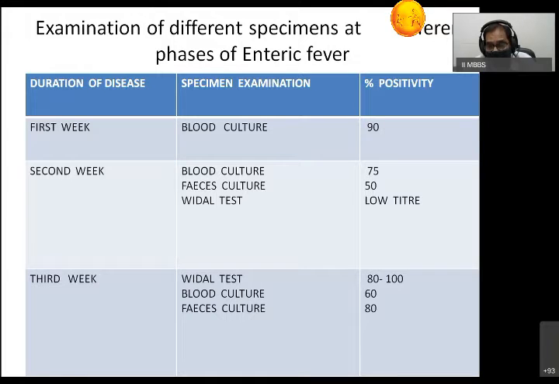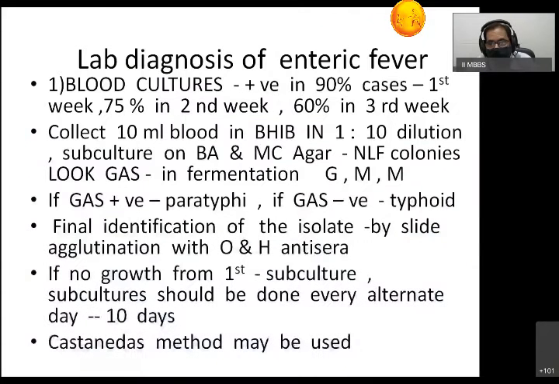Correct? So in the second week, if you do it at the start of the second week, you may get the Vidal test positive in low titer. In the third week, the Vidal test is going to be positive in 80 to 100%, blood culture 60%, and feces culture 80%. So this is the examination of different specimens at different phases of enteric fever. For lab diagnosis of enteric fever, blood cultures are positive in 90% of cases in the first week, as I told you, 75% in the second week, 60% in the third week.